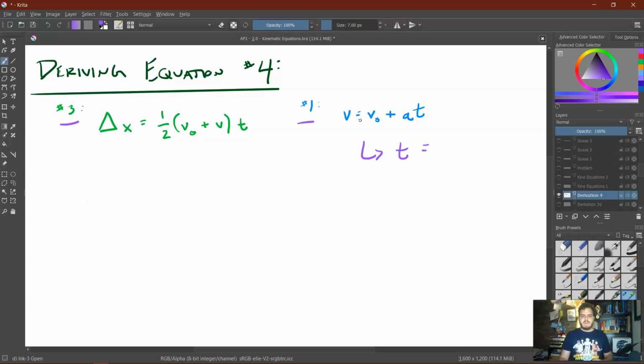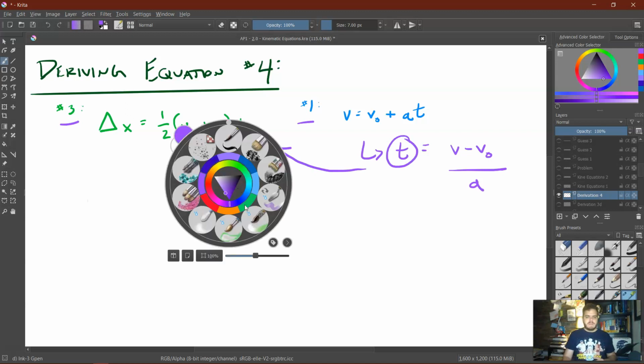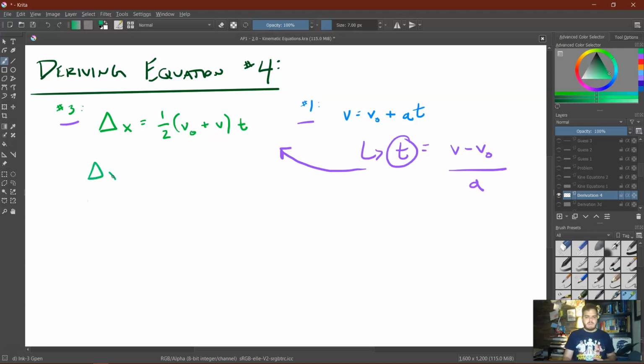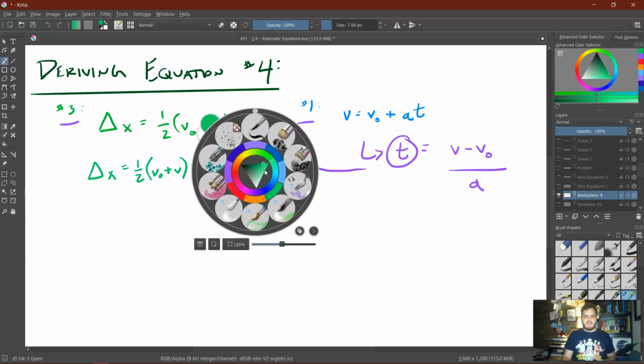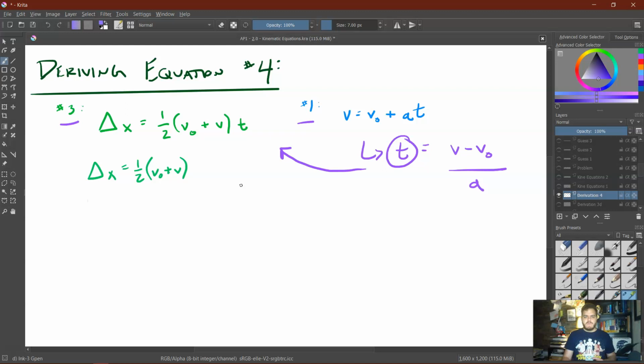So to get t by itself, I'm going to do v minus v naught, move that across, then divide both sides by a. That's going to look a little random, but what I'm going to do with this is take this t and stick it over into this equation. So now I have delta x is equal to 1/2 (v naught plus v), and now I'm going to stick in for t, (v minus v naught) over a.